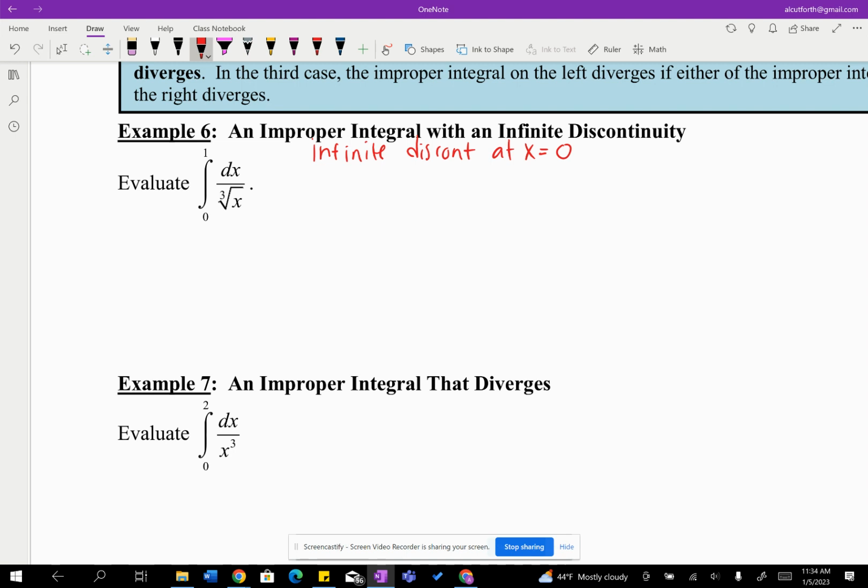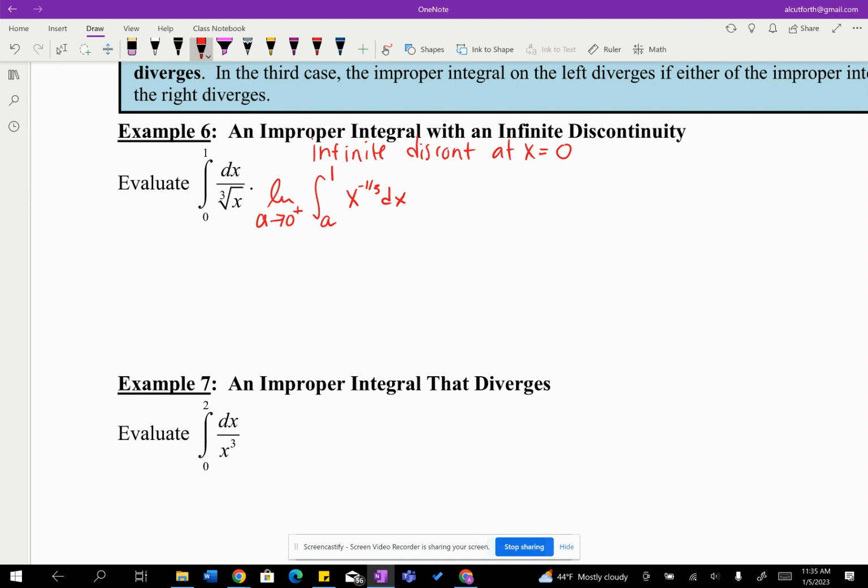So just like we did before, we're going to replace that improper part with a letter. I'll use A for the bottom limit. So we're going to replace that 0 with A. And now we're going to do the limit as A approaches 0 from the right, of the integral of x to the negative 1/3 dx.